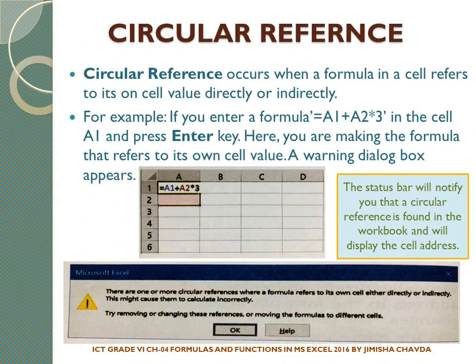Understanding circular reference in MS Excel. Circular reference occurs when a formula in a cell refers to its own cell value directly or indirectly. For example, you enter a formula =A1+A2*3 in cell A1 and press the Enter key. Here, you are making the formula refer to its own cell value. A warning dialog box appears. Click the OK button. 0 will be written in the cell A1. The status bar will notify you that circular reference is found in the workbook and will display the cell address.